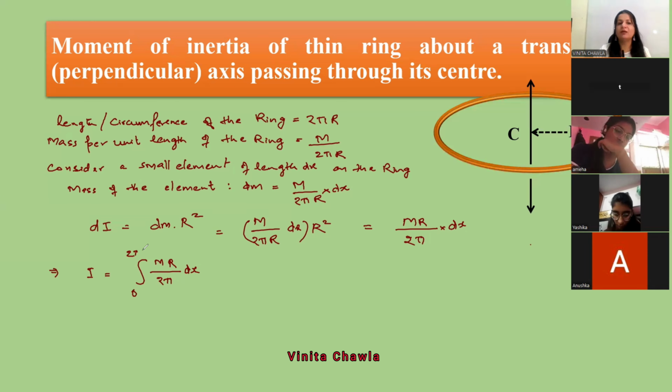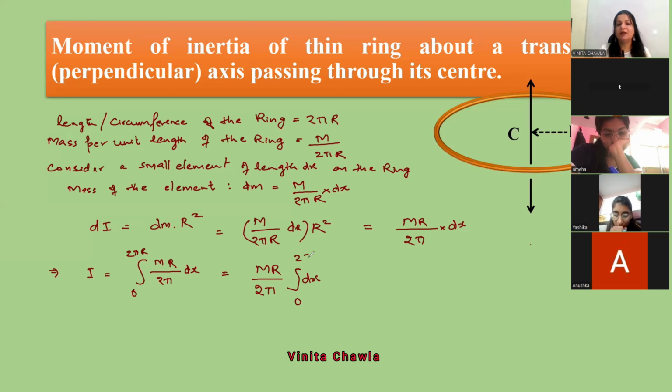0 to 2 pi r, because all the dx elements are on the ring only. So we'll integrate it from 0 to 2 pi r, with m upon 2 pi r outside. Okay, now we'll get mr upon 2 pi. We can write this outside the bracket, outside the integration, and here in the integration we have just dx and the limits.